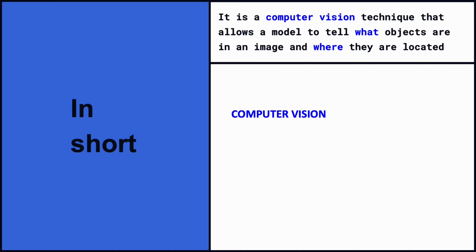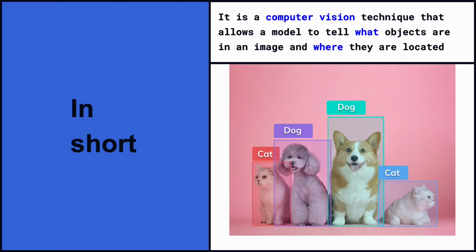And then the second and the third highlighted words are what and where, meaning that it has to identify what objects are in an image and where is their location on it. As we can see on this example image, where we have 4 boxes drawn around the places of the animals, and on top of each box we have a label telling us what animal it is. So in here we have either a cat or a dog.